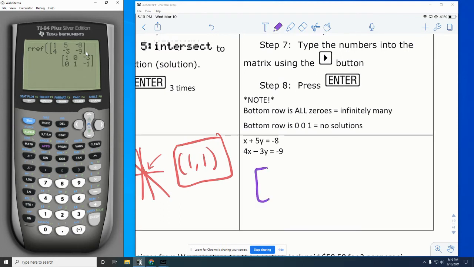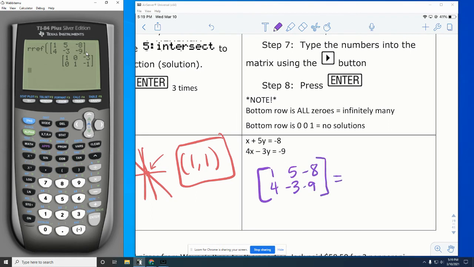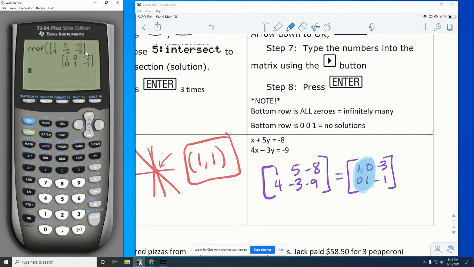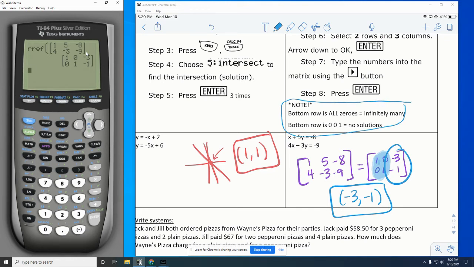So to show my work, 1, 5, -8, 4, -3, -9. And then my answer, 1, 0, 0, 1, -3, -1. Remember, you want this 1, 0, 0, 1. This means that it's a normal solution. And then my solution is these two numbers right here. So -3, -1. A quick reminder, if you have special cases, the bottom rows will look different. If the bottom row is all zeros, it's all reals or infinitely many. If the bottom row is 0, 0, 1, so they're saying 0 equals 1, there's no solution.